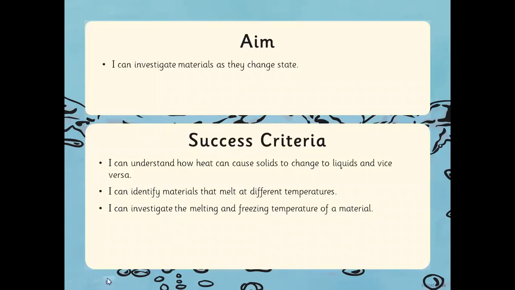So today we're going to be investigating materials as they change state. So that changing state is understanding how heat can cause solids to change to liquids and liquids to turn to solids. You're going to be identifying materials that melt at different temperatures, and we're going to be investigating the melting and freezing temperature of a material.